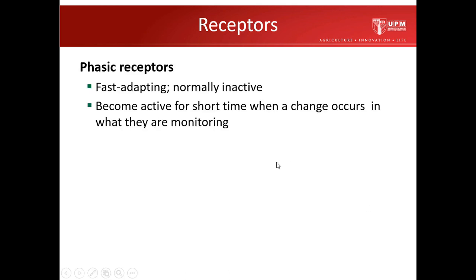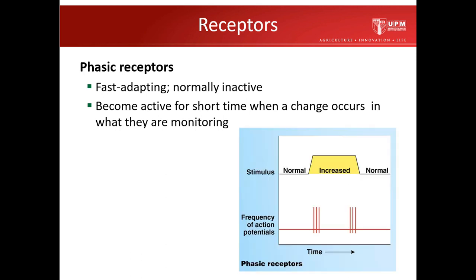Okay, the second one is the phasic receptor. A phasic receptor is a fast adapting receptor, which is normally inactive but will become active for a short time when there are changes in the conditions that they are monitoring. This picture shows that under normal conditions the phasic receptor is inactive. But when there is a stimulus, you can see the phasic receptor causing an increase in action potential.